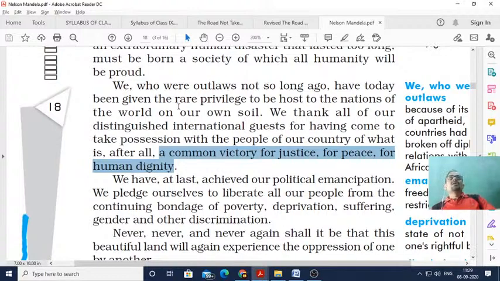Because if in a country a particular race is discriminated against, if a particular race is tortured, then in this society there cannot be peace and human dignity, because every human being is born with some dignity. So every human being has the liberty to live a dignified life. But it is not possible if they become victims of discrimination. Therefore Nelson Mandela said, now it's a common victory for justice, for peace, and for human dignity. Now all the black people, all the white people, everybody, irrespective of their color and race, will be able to live with dignity. Therefore, he said, it is a common victory for justice, for peace, and for human dignity.